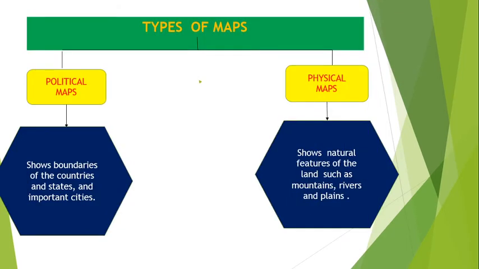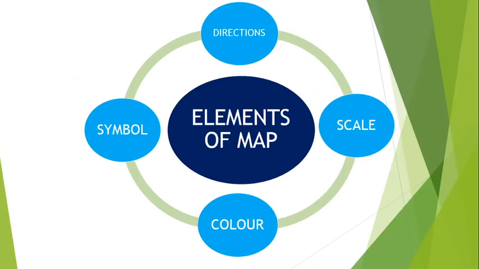Types of maps: political maps and physical maps. A political map shows boundaries of the countries, states and important cities. A physical map shows natural features of the land such as mountains, rivers and plains. Elements of a map: direction, scale, color and symbol are the elements of the map.